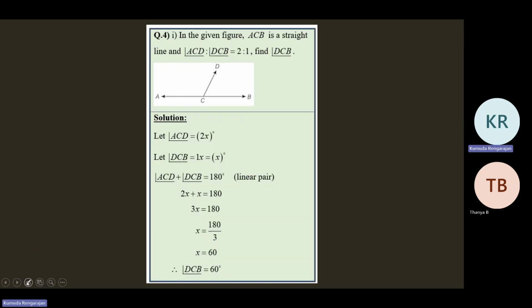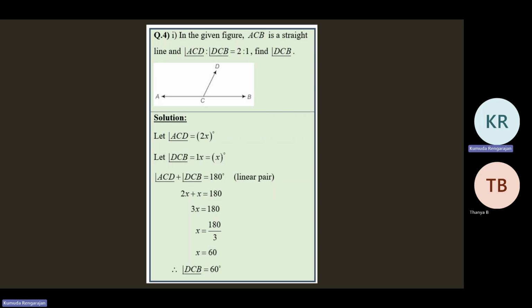Okay, so see here. Let angle ACD be equal to 2x degrees. Let angle DCB be equal to 1x or x degrees. Now we know that the sum of these two angles is equal to 180 degrees because they form a linear pair. ACD plus BCD is equal to 180 because they form a linear pair. So that means 2x plus x is equal to 180 because ACD is 2x, 3x is equal to 180, x is equal to 180 by 3, x is equal to 60.